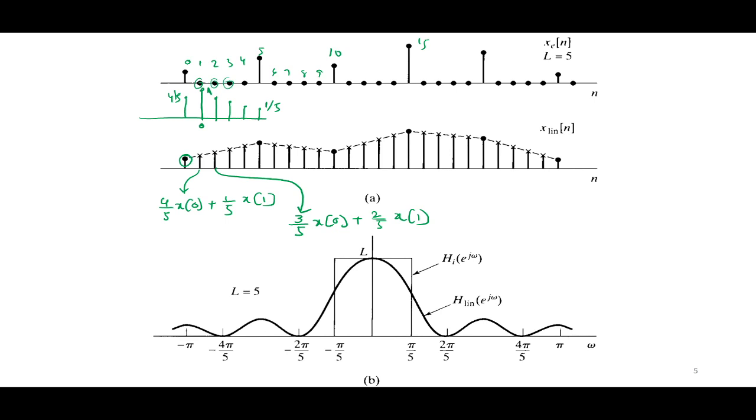For the next value, for example here, you give 2 by 5 of x of 0 because that's essentially the distance from that point, plus, so the more the distance, the less the weight is, because it's far, so it will have lesser correlation with that, plus for example 3 by 5 times x of 1, and this goes on.